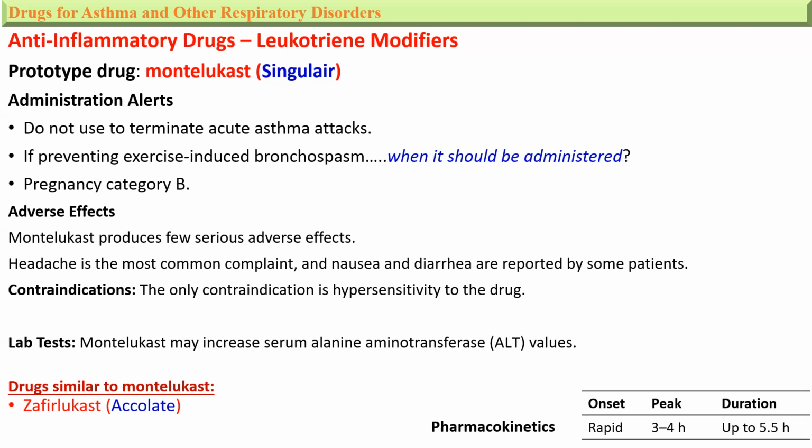We have drugs similar to Singulair, like Zafirlukast, Accolate, which is used for prophylaxis of persistent chronic asthma, and it's only available as a PO tablet. Most common side effect is the same, headache, and the same contraindication. It's prescribed with caution for patients with hepatic impairment.